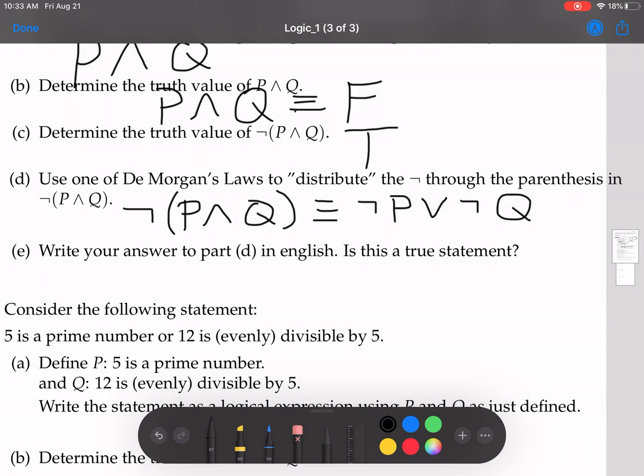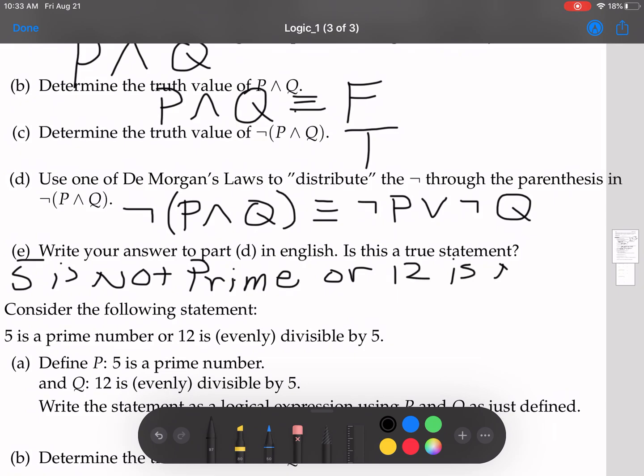Okay, so now let's see, not P or not Q. So 5 is not prime, or 12 is not divisible by 5.